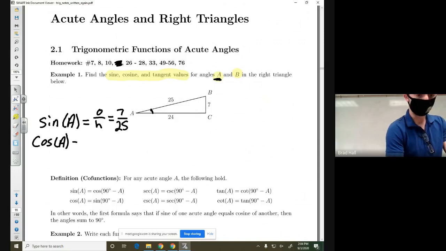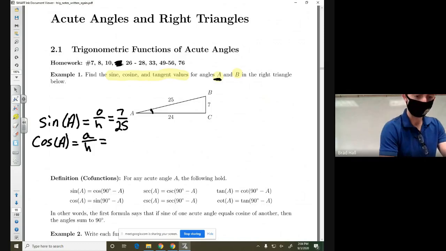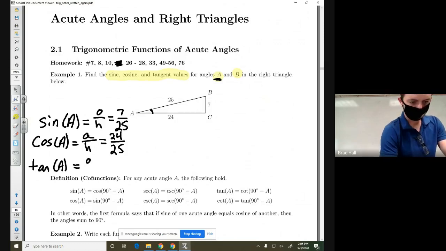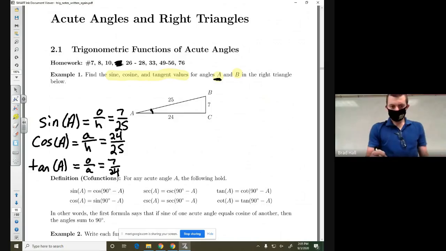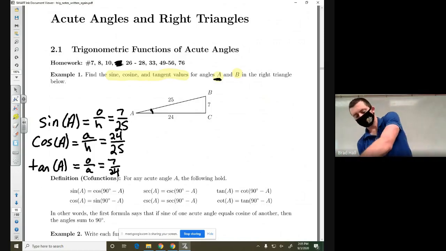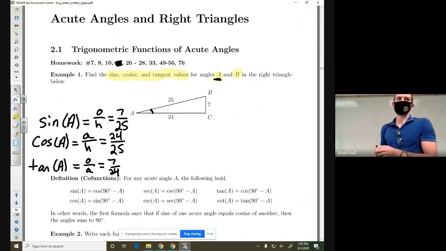Cosine of A, that one was adjacent over hypotenuse. Adjacent is 24, and then the hypotenuse again is 25. And of course, tangent of A was opposite over adjacent, and that would be 7 over 24. So some stuff we've already talked about before, just a nice refresher. But that is the good thing about having a right triangle. If we have a right triangle, then we can utilize opposite, adjacent, and hypotenuse.